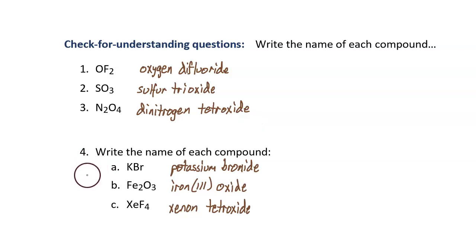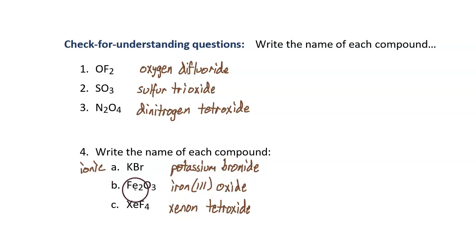Again, you've got to decide if it's ionic or molecular. Potassium is a metal. It makes an ion. Bromine's the nonmetal, and it makes an ion. This is ionic. So when you name it, there's not going to be prefixes. You're not going to use the word mono, di, tri, or any of that. This is potassium bromide.